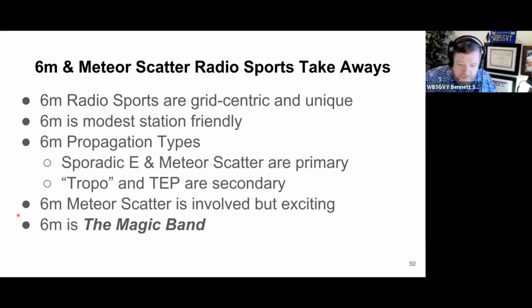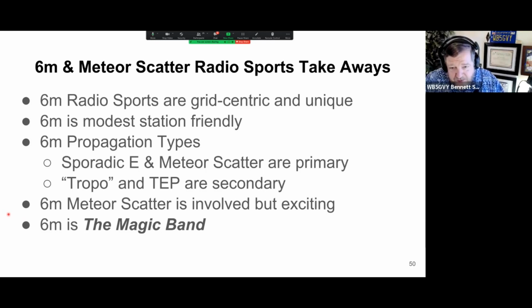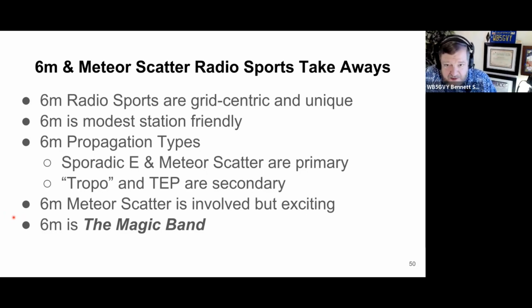All right, so it was a long journey to get here, ran a little long, but here again is our summary of takeaways. 6 meter radio sport is very grid centric and unique compared to HF. It can be modest station friendly. The important propagation types include Sporadic E and Meteor Scatter, but it also includes Tropo and trans-equatorial propagation. Meteor Scatter is quite involved, but it can be exciting. And hopefully you found, as I did, that 6 meters is the magic band.